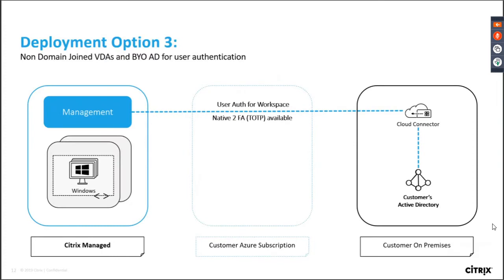And this is the deployment three option that we talked about, where the customer uses his Active Directory, the on-premises one, through the cloud connector, for user authentication, and we will have two-factor authentication. The native one will be available as well, so the user will be logging in, authenticating with his on-premises Active Directory, and leveraging the Citrix Managed Desktops, either the virtual desktop or the virtual apps as well.